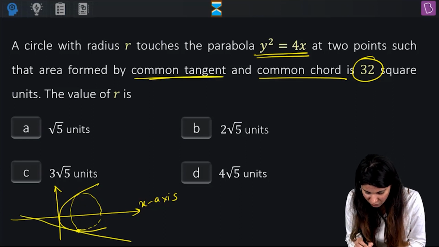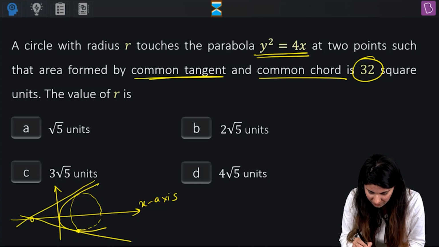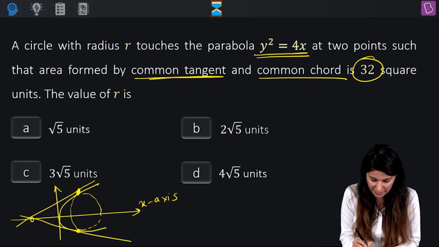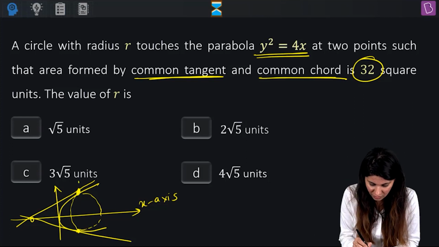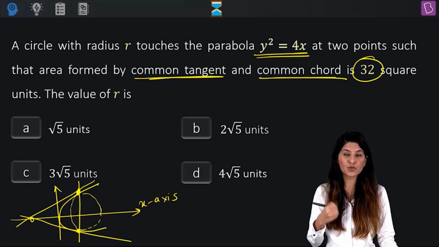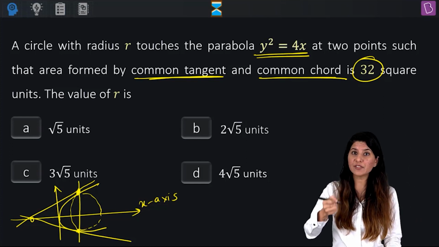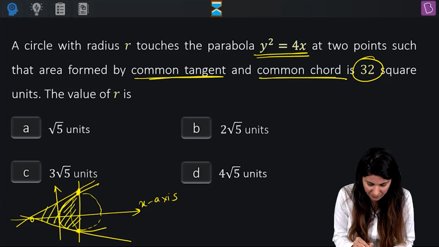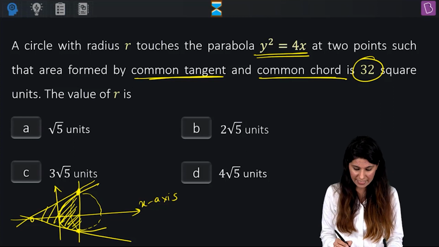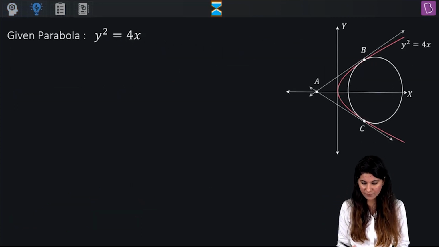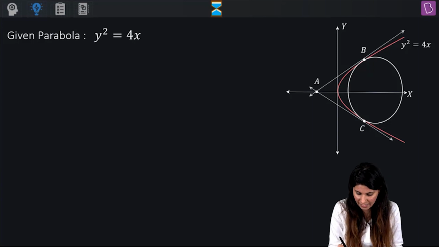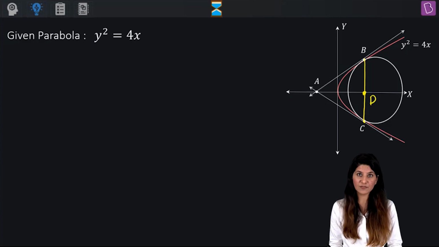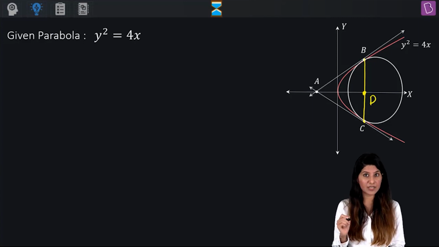Now let's plot the common tangents given in the question. First common tangent, second common tangent, right? Tangents would also be symmetric about the x-axis. Let's draw the common chord of the circle. How to draw the common chord? By joining the points of contact of the common tangents. So here is the common chord, and this area is 32 square units, as given to us. Let's now plot everything nicely. This is your figure. Let's mark this point as D. Area of triangle ABC is 32 and we are looking for the radius of the circle.